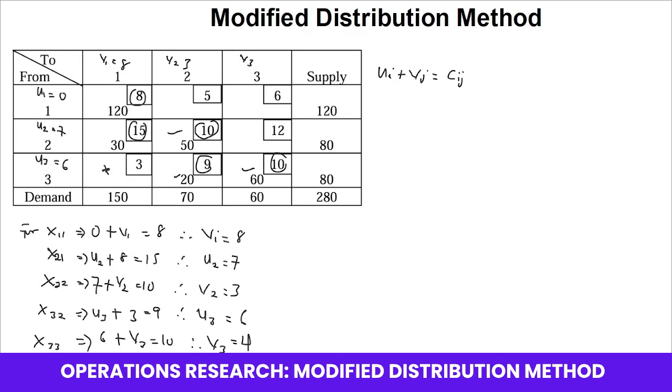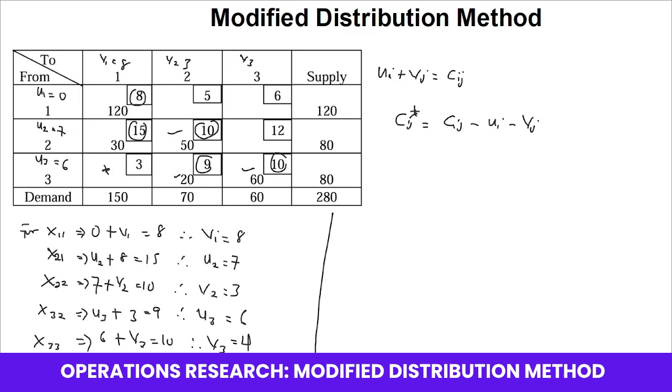All right, so we know our vi and vj values. So what we are going to do is check for optimality. We are going to calculate the net costing for each non-basic variable. And as I said earlier, the net costing is equal to Cij minus Ui minus Vj. So let's do that here.